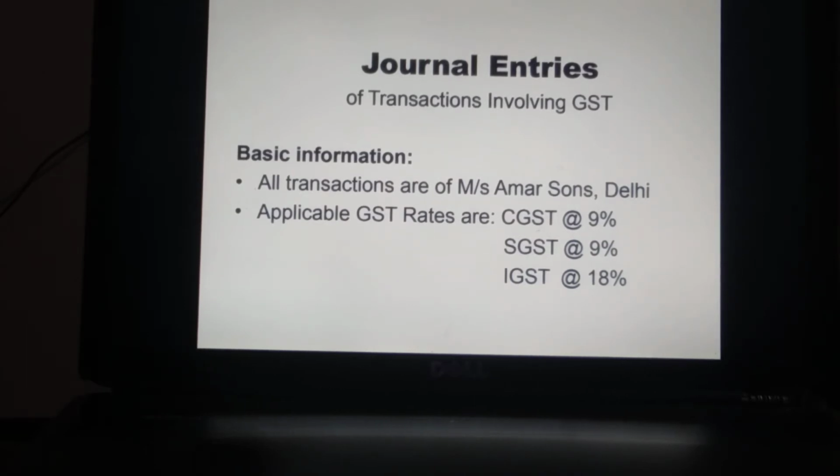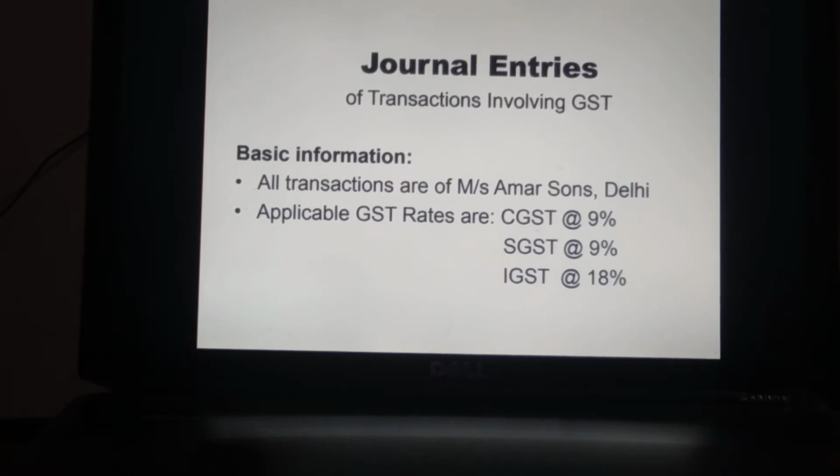Part 2. Today we are going to discuss some journal entries on the basis of CGST, SGST and IGST. Here I am taking one example, and with the help of this example I am going to teach you the different journal entries in which CGST, SGST and IGST will be charged. So here is some basic information: all the transactions are of Messrs. Amar and Sons. We are going to enter the journal entries in the books of Amar and Sons, and here the GST rates are CGST 9%, SGST 9% and IGST 18%.